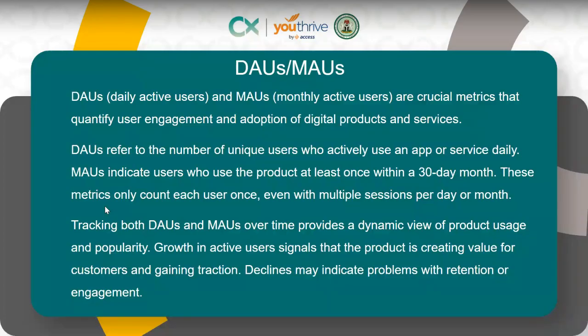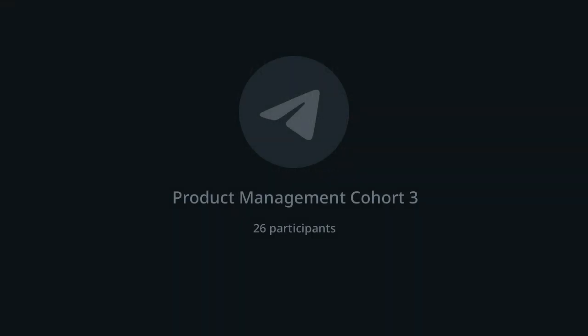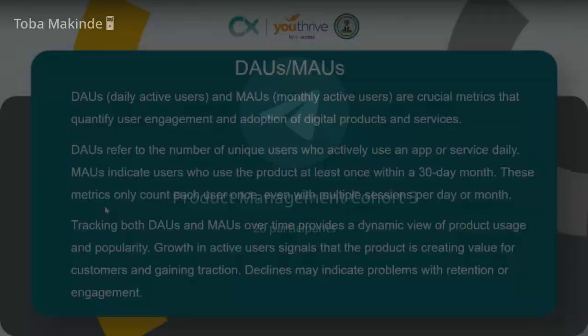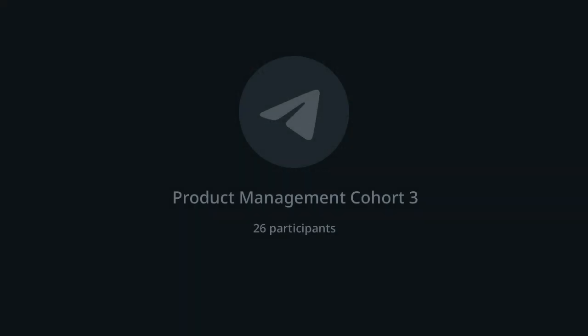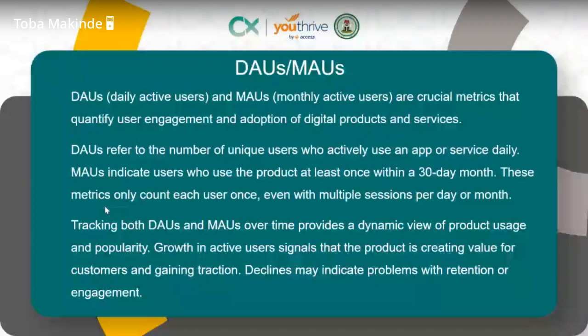what you need to do. Maybe that's something you need to change or improve, your pricing, or improve in the user experience and things like that. Or maybe you need to put more work into your customer acquisition or your marketing. So from that, it is very important. All right. So tracking both DAU and MAU over time provides a dynamic view of product usage and popularity.